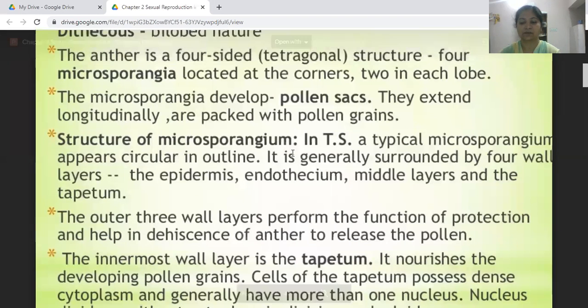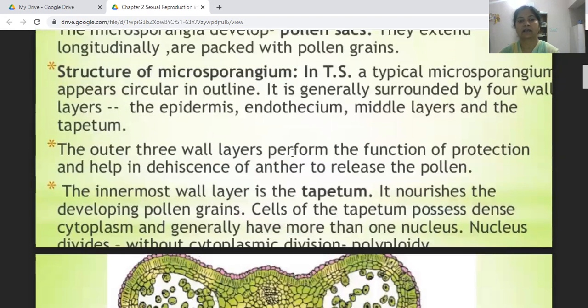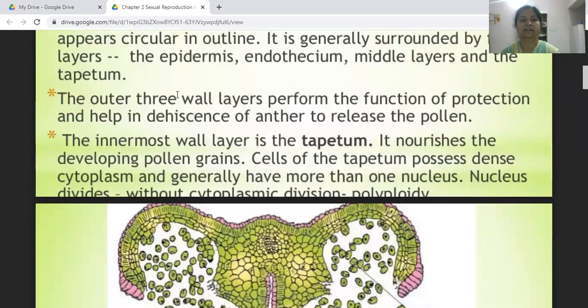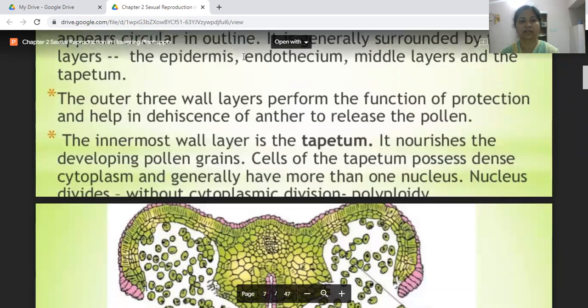It is generally surrounded by 4 walls. The layers are epidermis, endothecium, middle layers, and the tapetum. The outer 3 wall layers perform the function of protecting and helping the dehiscence, meaning breaking of the anther to release pollen. The innermost wall layer is the tapetum layer. It nourishes the developing pollen grains.